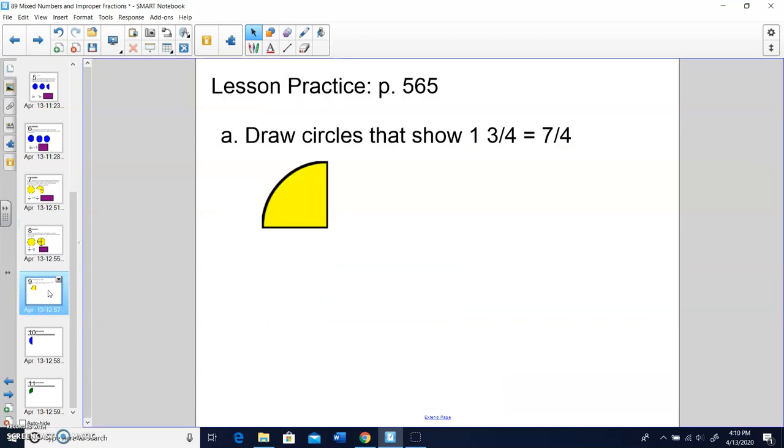Okay, so now I'm on lesson practice, page 565. So on your scratch paper, you give this a try before we go through it together. So A says draw circles that show 1 3/4 is the same as 7/4. Go ahead and draw your circles, split them into 4ths, showing 1 3/4 is the same as 7/4. And you can just draw your circles, split them in parts, and then shade them.